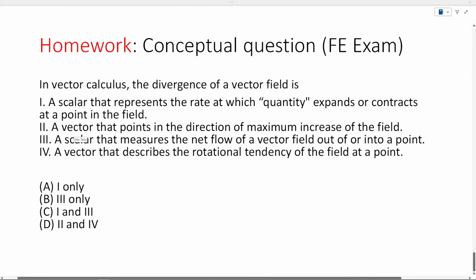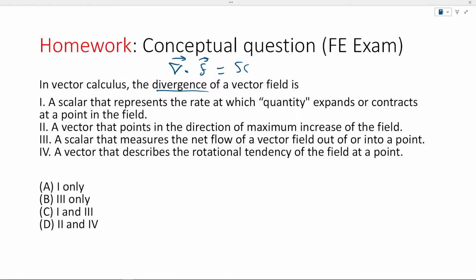This is a homework problem. Let's look at the homework problem together. How are we doing in time? Not bad. Okay, so in vector calculus, the divergence of a vector field is, so now here I'm telling you the divergence, this guy. This is a vector function times a vector function that will give me a scalar. So this is a scalar that represents the rate at which a quantity expands or contracts, like a source or sink at a point in the field. Exactly, that's correct. A vector that points in the direction of the maximum increase in the field. No, that is not this one. This is a gradient. That's the gradient of the function.